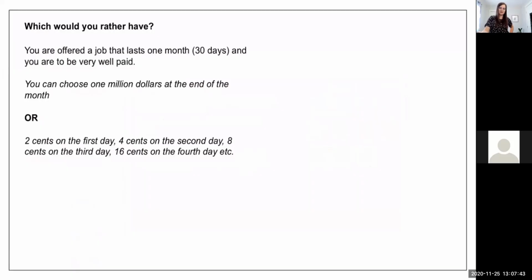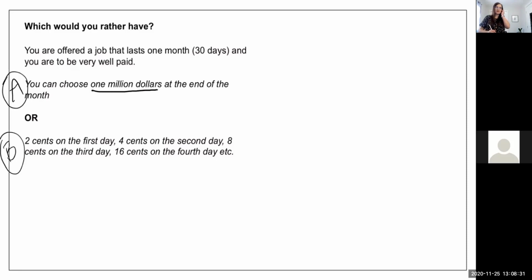What would you go with, option A or option B? Option 2? Yeah, we got a few people saying option 2. So, okay, but that's kind of weird. That's counterintuitive because $1 million sounds like a really good deal, doesn't it? And that's 1 million right away.